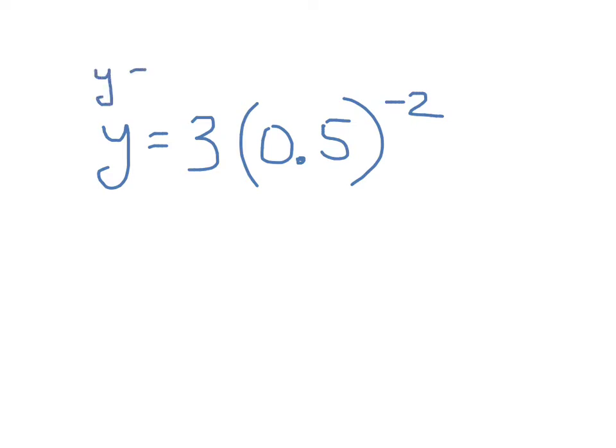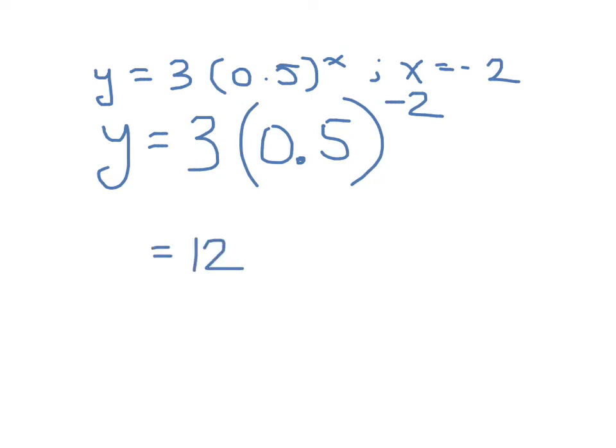So in the problem it says y equals 3 times 0.5 to the x, and then it says x equals negative 2. So all I did was put negative 2 in for x. Now using a calculator, what number comes out? 12. And again, how you type it, I would type 3, parentheses, 0.5, close it, caret, negative 2, and hit enter. And that should come out as a 12.